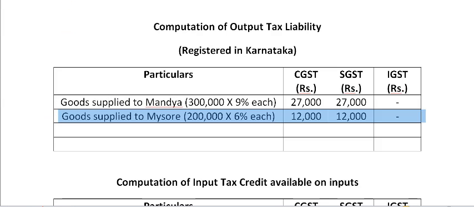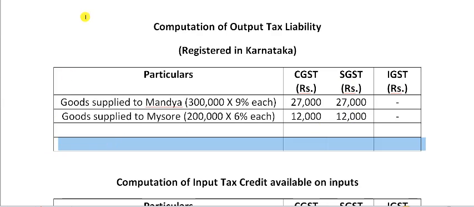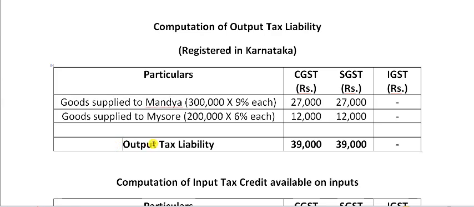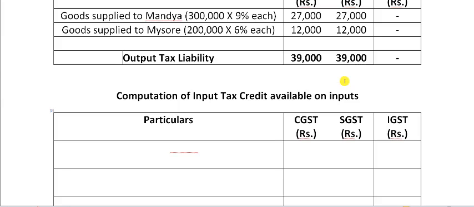The next one, goods supplied to Mysore, 2 lakh rupees, intra-state sale, so CGST and SGST 6% each, 2 lakh into 6% is 12,000. So 12,000 the SSE has to pay under CGST, 12,000 he has to pay under SGST. So total output tax liability is 39,000 each. Under CGST he has to pay 39,000, under SGST he has to pay 39,000.